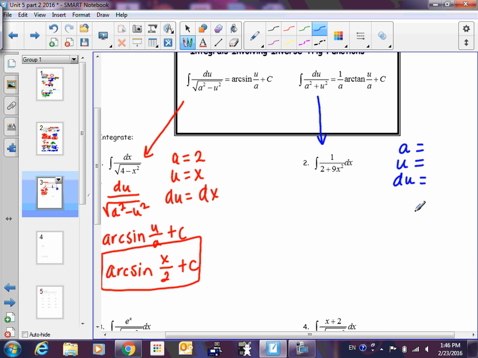A is always a number. U is always a function of X. So what do you guys think A should be? Square root of 2. If you don't have a perfect square, like over here we had 4, here we have 2, we still got to square root it, because A squared would be 2. All right, what about U? 3x. And then du here would be 3 dx.